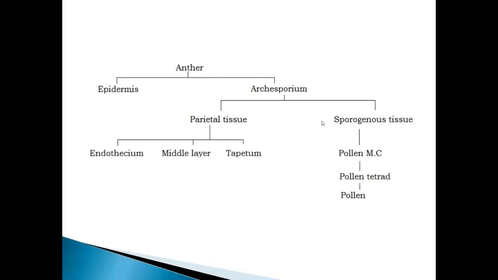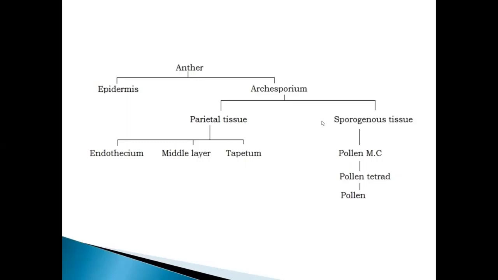So in a simple way, there are two broad parts: one is the epidermis, and the completely inner part is the archesporium. The archesporium is also divided into two layers: one is the parietal tissue, and the second one is the sporogenous tissue. The parietal tissue is divided into three sublayers: endothecium, middle layer, and tapetum. Don't be confused. Today we discussed only the anther structure.